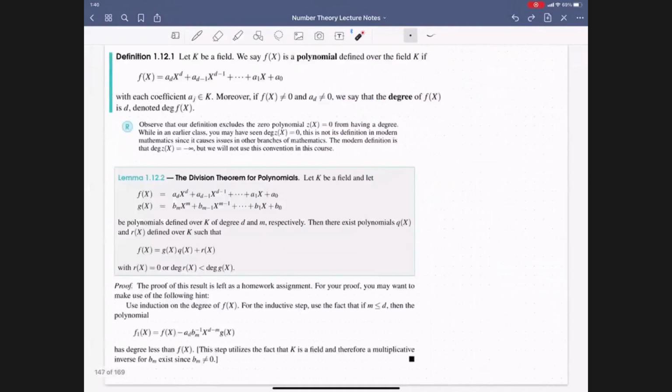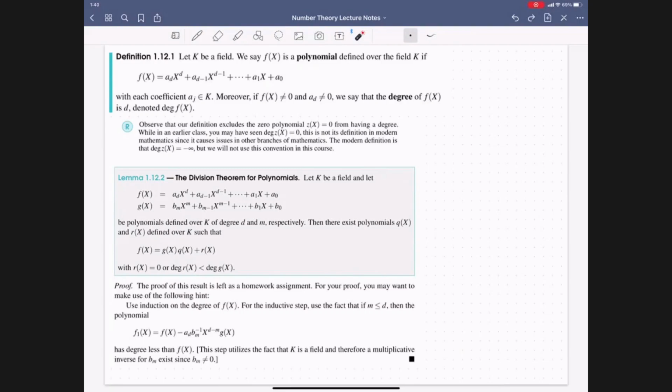So the first statement we're going to state, but we will not be proving today, is the division theorem for polynomials. So you will be assigned this question as one of your future quizzes. What the division theorem for polynomials states is that if you have f of x and g of x, polynomials defined over a field k of degree d and m respectively, then we can find polynomials q of x and r of x over the field k such that f of x is equal to g of x times q of x, plus r of x, and r of x here is the remainder. And so r of x is going to be 0, or the degree of r of x is less than the degree of g of x.